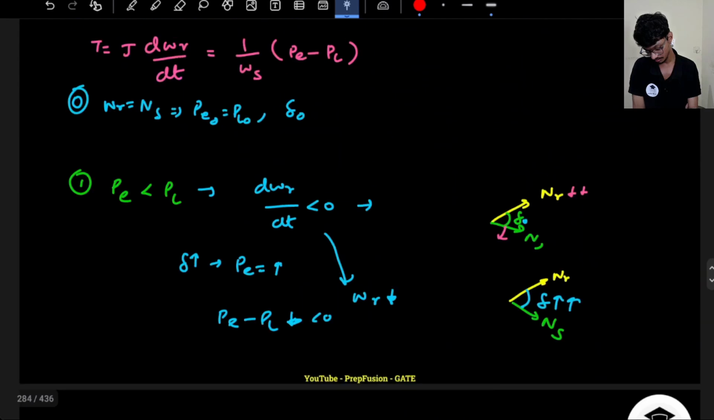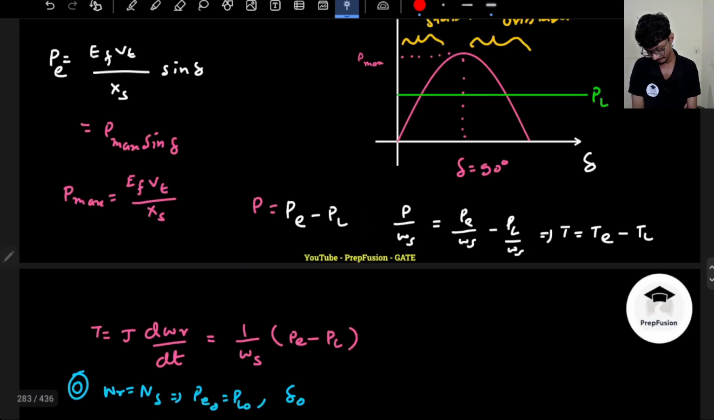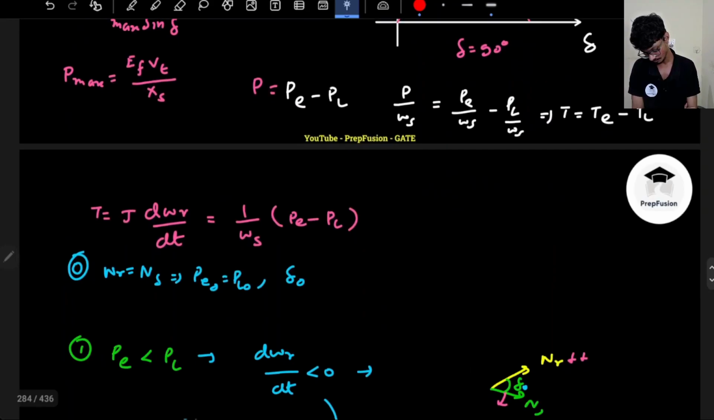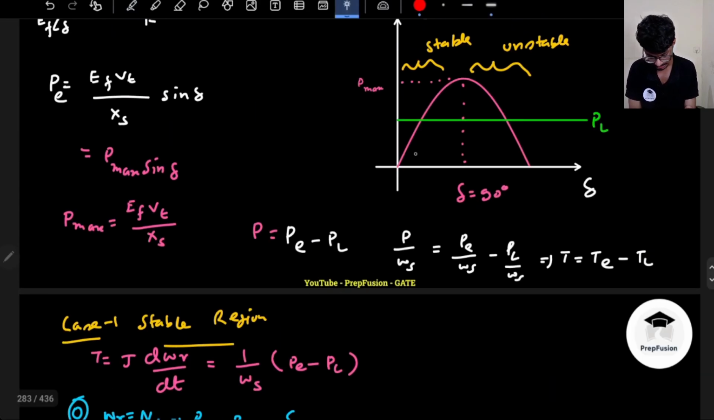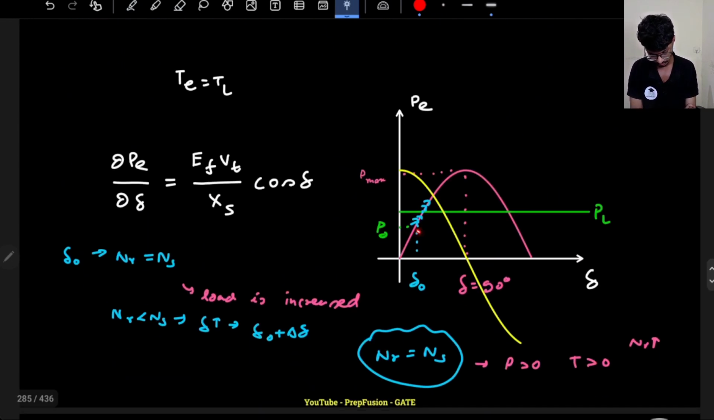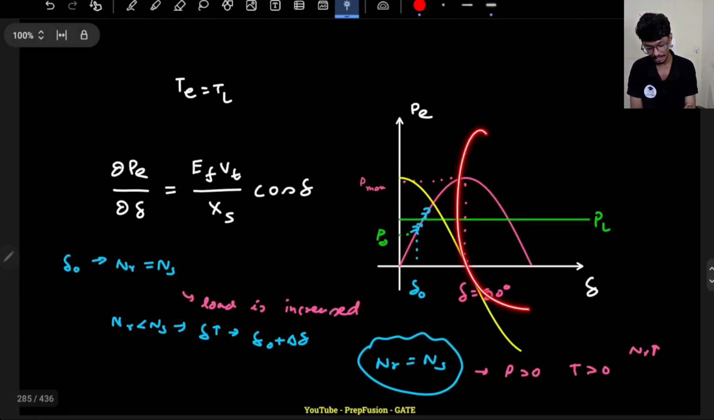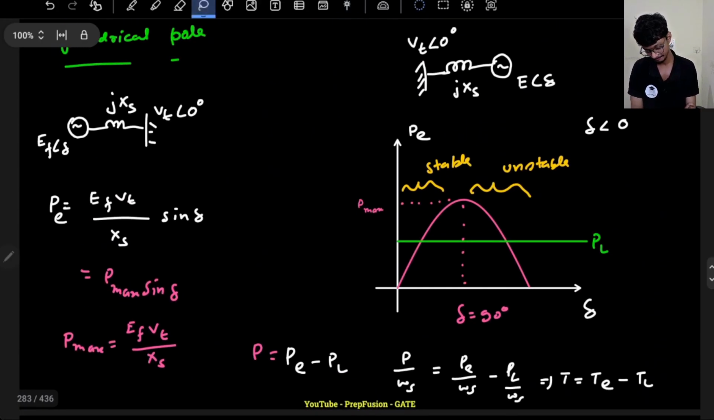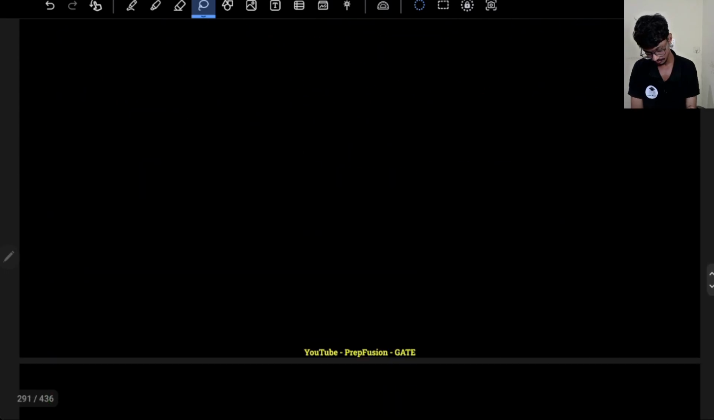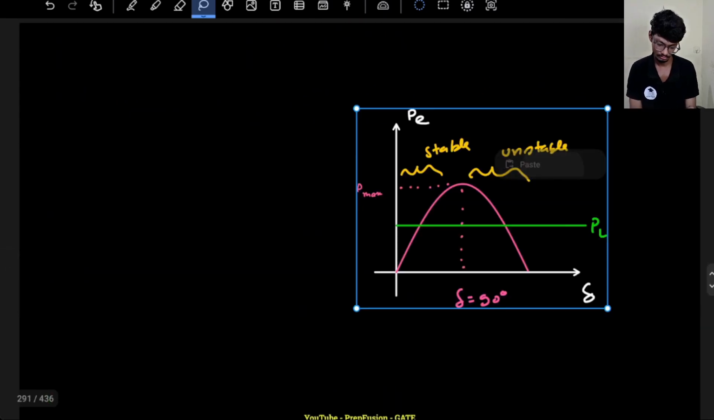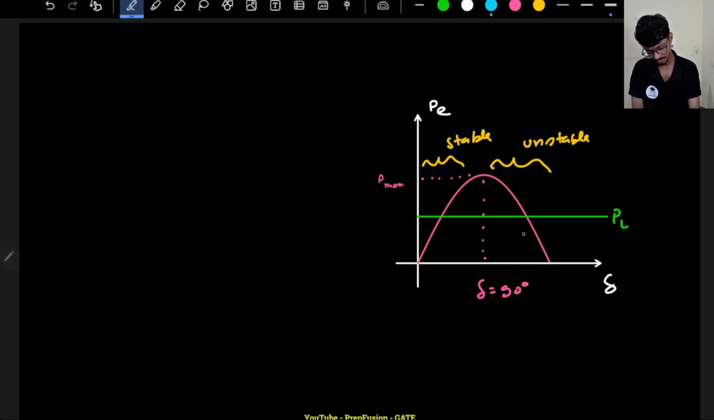Case 1, where I was in the stable region. Okay, this was the case 1. If I'm at the stable region, then this happens, right? Initially your delta naught was somewhere here. This was my stable region basically. Okay, now let's see if I'm in this region, what will happen. So I will copy this again, and let's assume that I am somewhere here. Let's assume this is my delta naught.